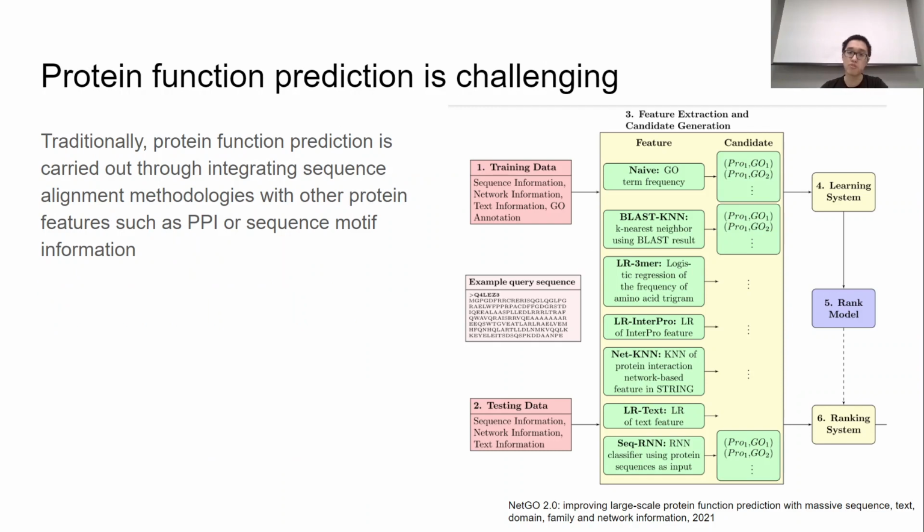Traditionally, protein function prediction has been quite challenging. Existing methods rely primarily upon sequence alignment and motif analysis based on the principle that proteins with similar primary sequences will carry out similar functions. Other information, such as protein-protein interaction, has also been demonstrated to be helpful in predicting function. This is a figure from the NetGO 2.0 paper from the Zhu lab that shows how an ensemble strategy of various protein information is able to produce very good prediction of protein function.